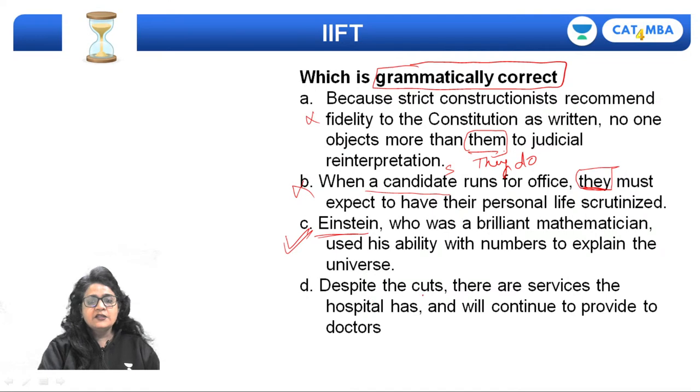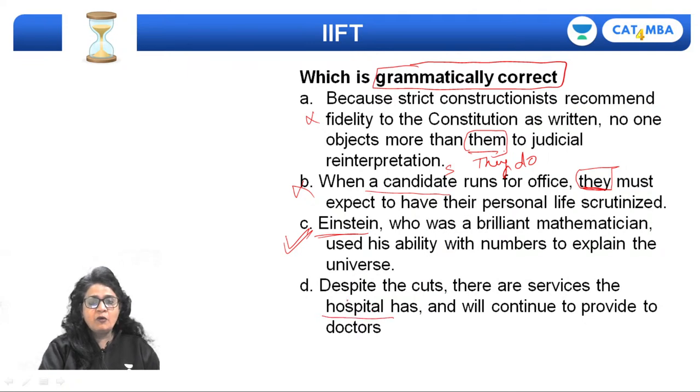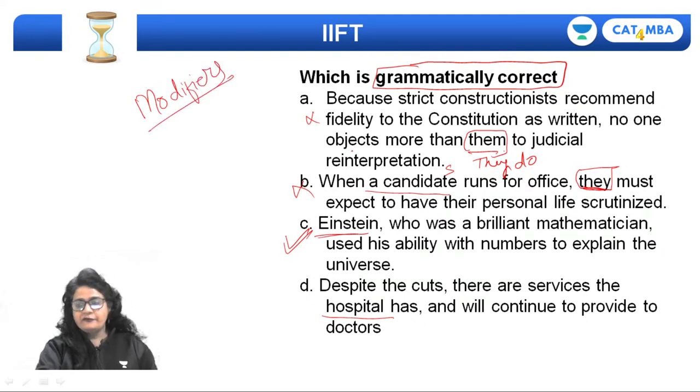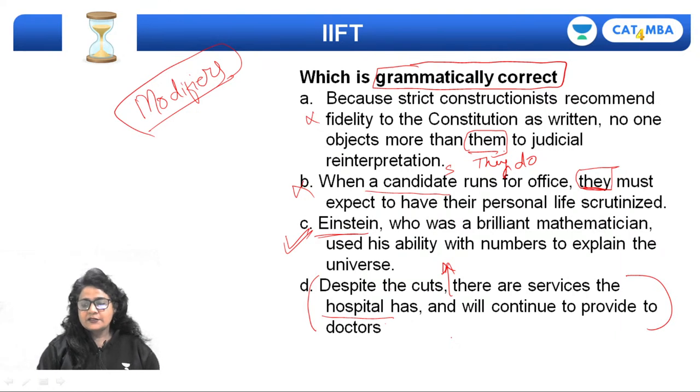Okay? Look at D. Despite the cuts, there are services the hospital has. Now, please remember, modifiers is one favorite topic of IIFT. Every year, this has been my observation, it tests your understanding of modifiers. Now, in this question, the error lies in the modifiers. Despite the cuts, there are services. Where is the subject? Right? So the subject has to be here. Despite the cuts, the hospital offers the services and will continue to provide them to doctors. So that's how the subject, hospital, has to be introduced right after the phrase. Answer is C.